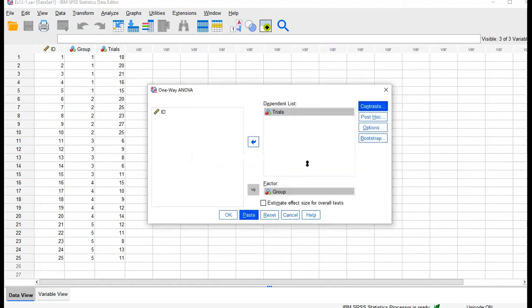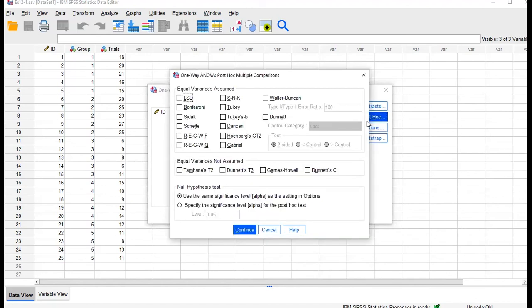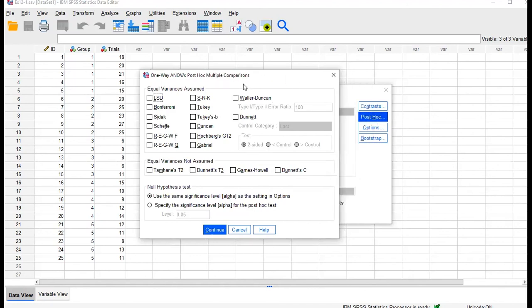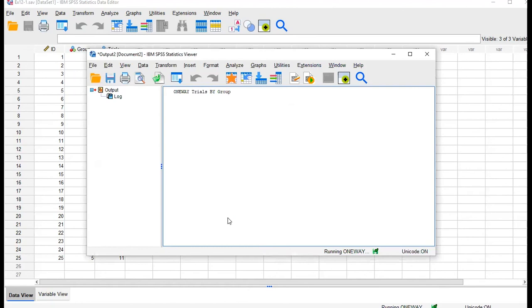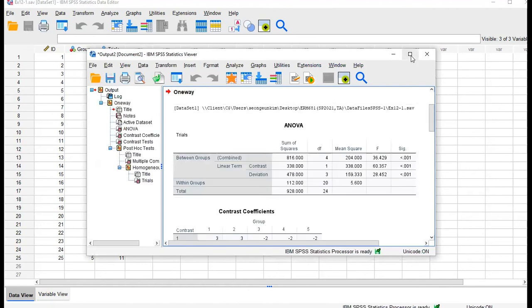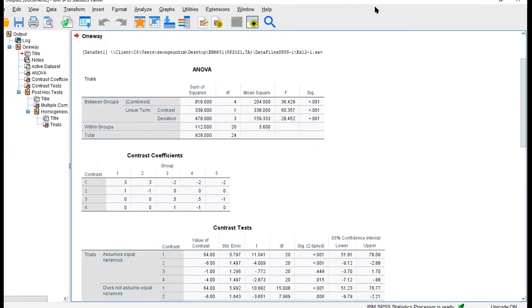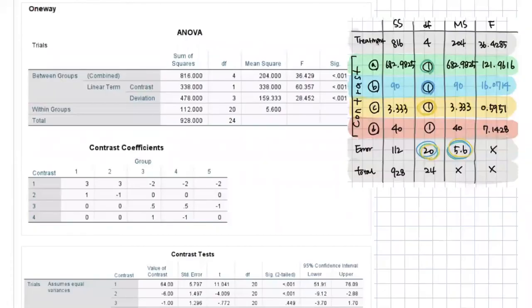Continue. And then if I want to run a post hoc test, I can click Post Hoc. If I'm interested in SNK and Tukey, just click whichever you want and then go to Continue and OK. Here is the result. This is the result from SPSS.